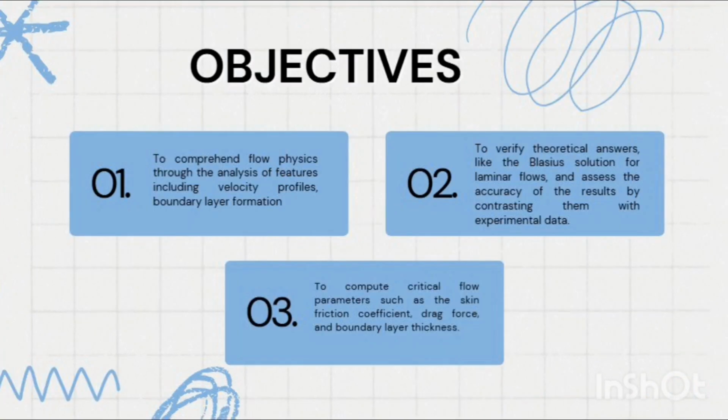The objectives are: first, to comprehend flow physics through the analysis of features including velocity profiles and boundary layer formation. Second, to verify theoretical answers like the Blasius solution for laminar flows and assess the accuracy of the results by contrasting them with experimental data. Lastly, to compute critical flow parameters such as the skin friction coefficient, drag force, and boundary layer thickness.